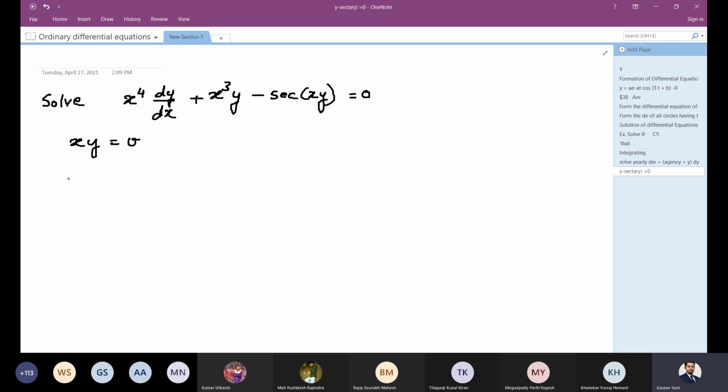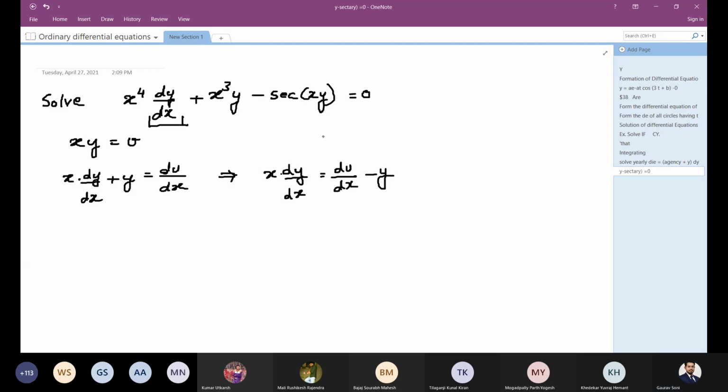So x dy by dx plus y is equal to du by dx. Since there is this term dy by dx, we differentiate with respect to x. So x into dy by dx is equal to du by dx minus y. Make the changes accordingly in the differential equation.